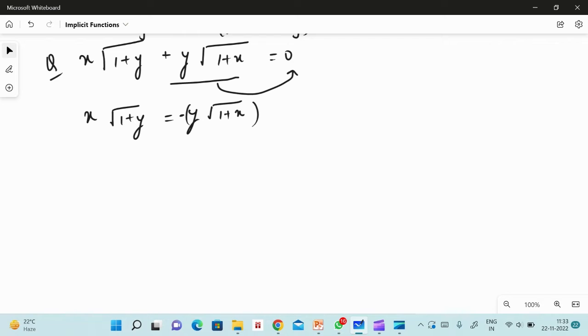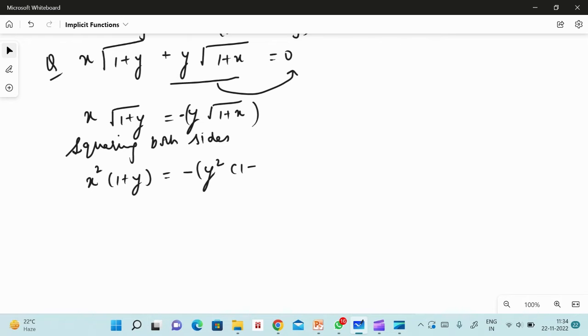So there are two ways of doing this. Either I will simply try to solve the question as it is, as you can see on the screen, or in order to simplify things, I will square both sides in order to remove this under root. So if I go for the squaring process, I will get x square into 1 plus y is equal to y square into 1 plus x. Okay, so this I will get.